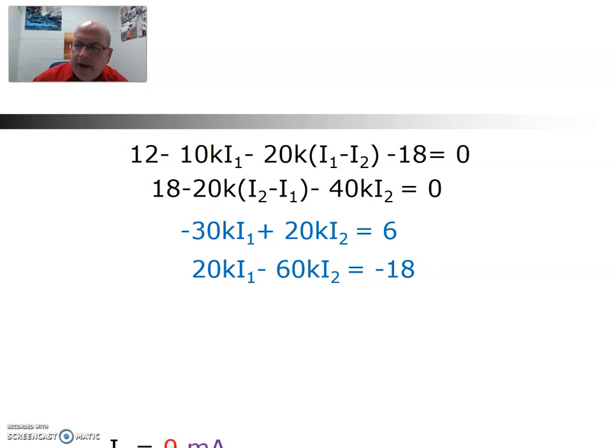When I plug that in my calculator, I got 0 for I1, and I got 0.3 of a milliamp for I2, and I2 happens to equal the current we're looking for, the current through that load resistor. So at this point, we're done.